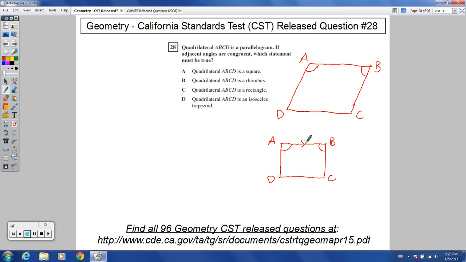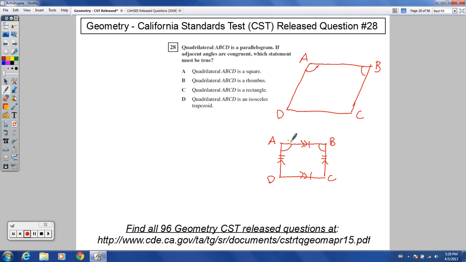So remember, it's a parallelogram, so these two sides are parallel, these two sides are parallel. I know that this is congruent to this, and so is this with respect to this. These sides, opposite sides, are congruent in parallelograms. If this and this are the same, I know that in a parallelogram, consecutive angles have to add up to 180 degrees.